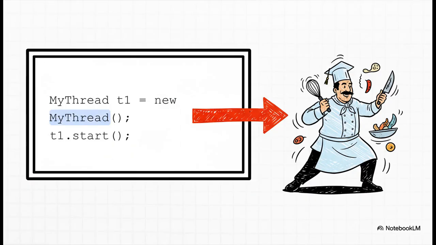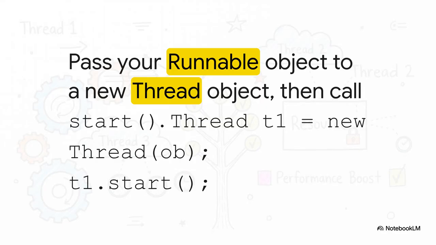Now, the specialist approach, where you extend the thread class, is super direct. As you can see right here, you just create an instance of your special thread class, myThread, and you just call start on it. That's it. The object itself is the worker. Simple. Now, the generalist approach, using runnable, has one extra step. See that? First, you create the task, the recipe itself. Then, you hire a generic worker. That's the new thread part. And you hand that recipe to the worker. Then you tell that worker to start. It's a little more flexible because it separates the worker from the work itself.